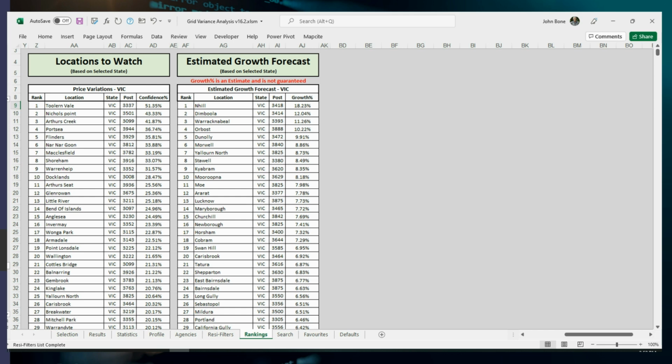Please take into consideration that these estimates cannot be guaranteed. They are purely estimates, and there can be no reliance that past performance can be used as an indicator of future performance.